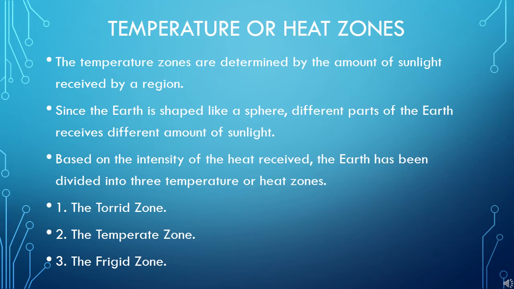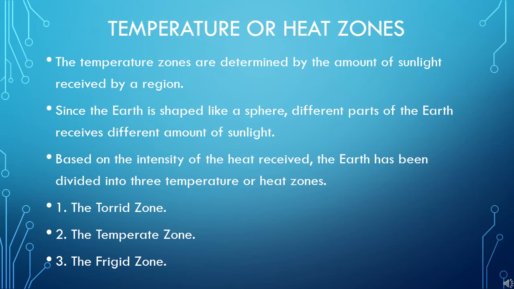Then tundra climate means the tundra region is in the extreme polar region, and so the places near the polar region have tundra climate. And the other one is Mediterranean climate, meaning winters are wet due to rains and cool, and summers are very hot and dry. So this type of climate is Mediterranean climate.